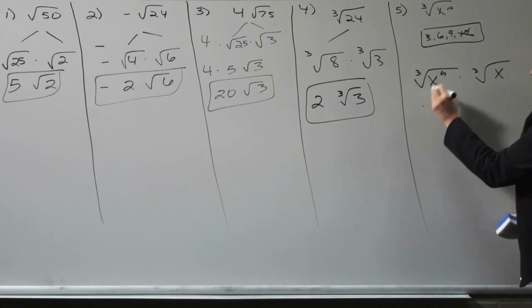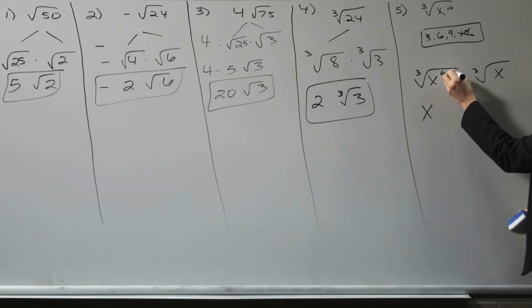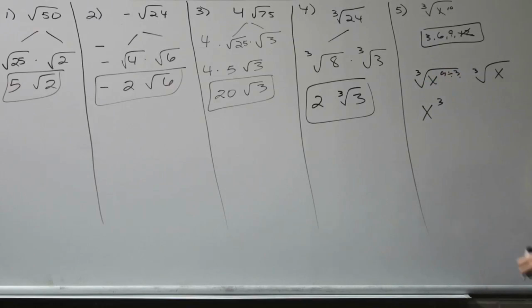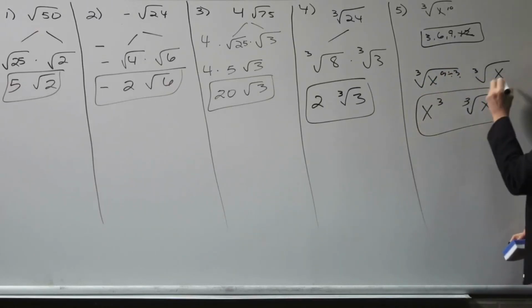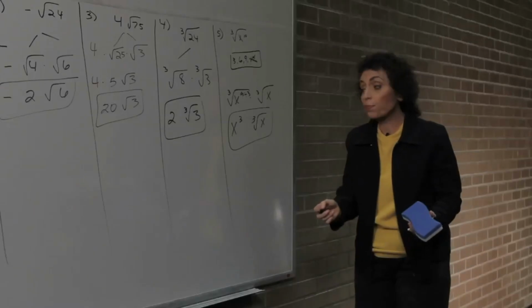Now we take out the perfect cube, and the cube root of x to the 9th is x to the 3rd. Remember how to do that. Divide the exponent by the index, and this just comes along for the ride. So it's x cubed times, because there's a times that you don't see, cube root of x. Hope you did pretty good on those.